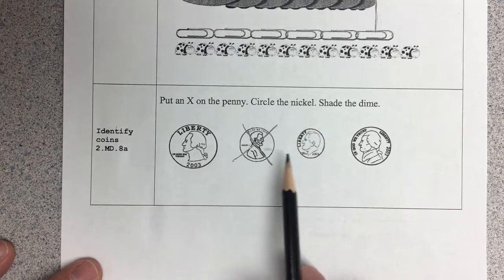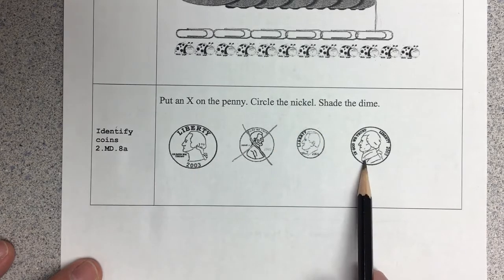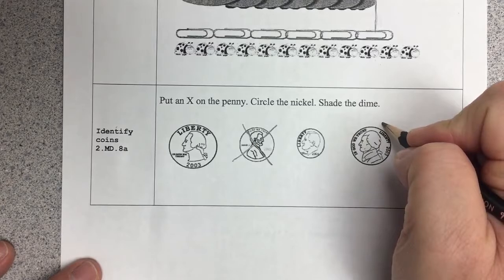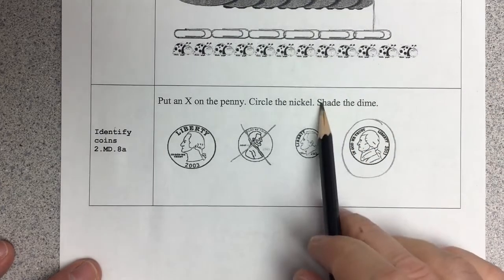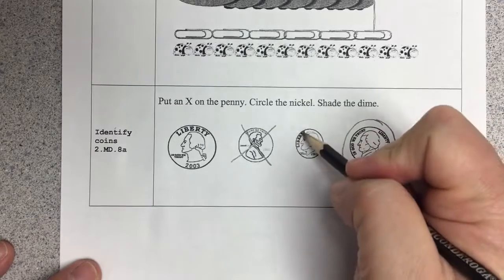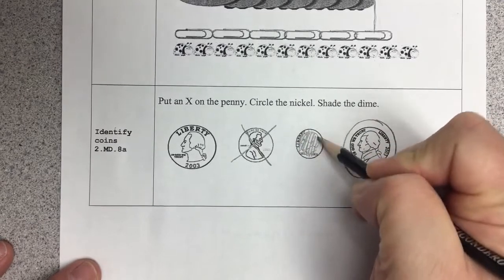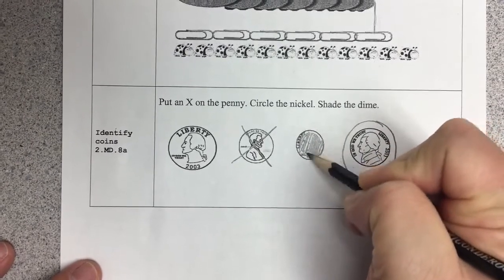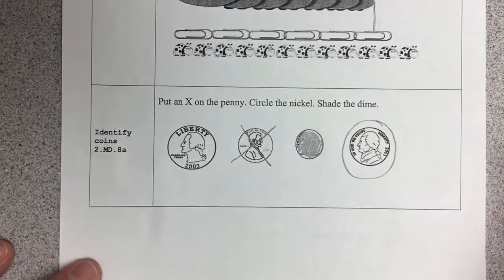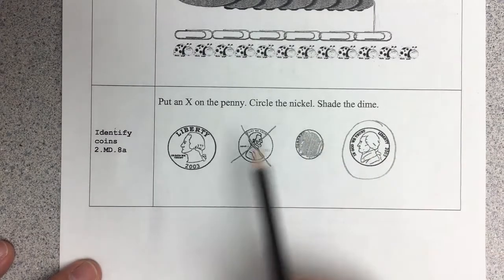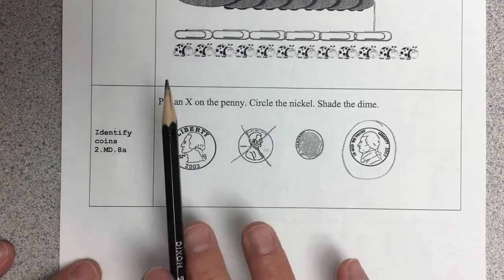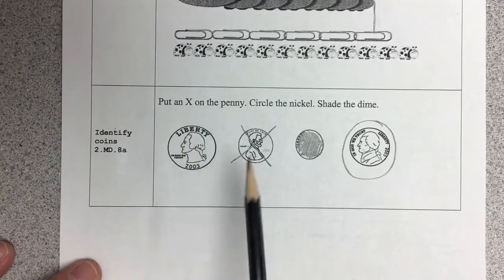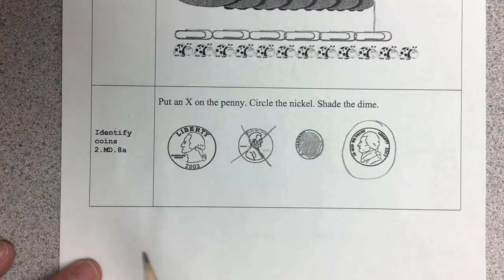Circle the nickel. So I scan through. Here's a nickel. I want to circle the nickel. And now shade the dime. So I'm going to shade in the dime. It doesn't have to be perfect, as long as the teacher can easily tell which one I wanted to shade in. And so I've identified my coins. Notice there's no directions on this one for the quarter, so the quarter I leave alone. And you can kind of recognize the pictures there, so you'll get better at that.